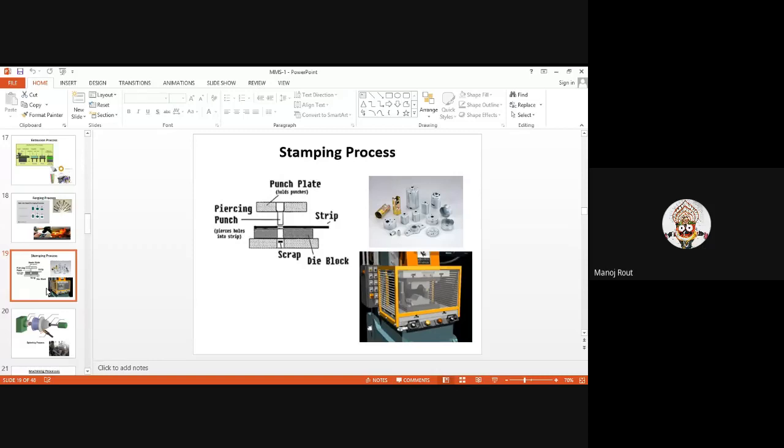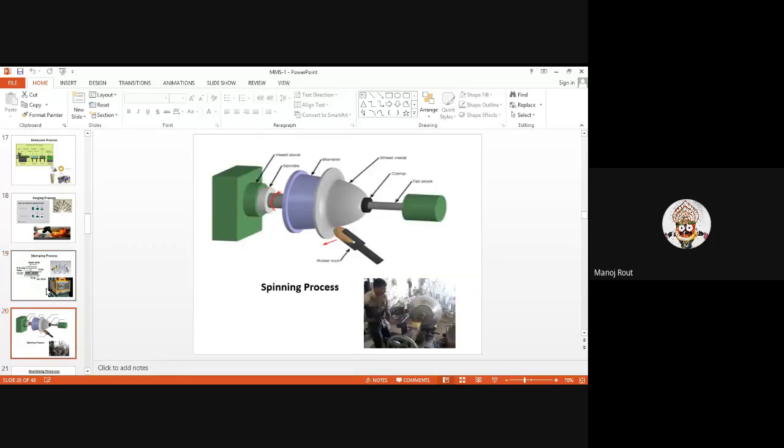The next one is the spinning process. It is nothing but simple: a particular pressure is applied. As you see in the top figure, the parent material is attached to the machine with the help of a roller stock, and the shape and size of the parent material can be changed. In the figure below, you see the person applying force with a stocker roll, and utensils of aluminum, copper, and brass are made through this spinning process.